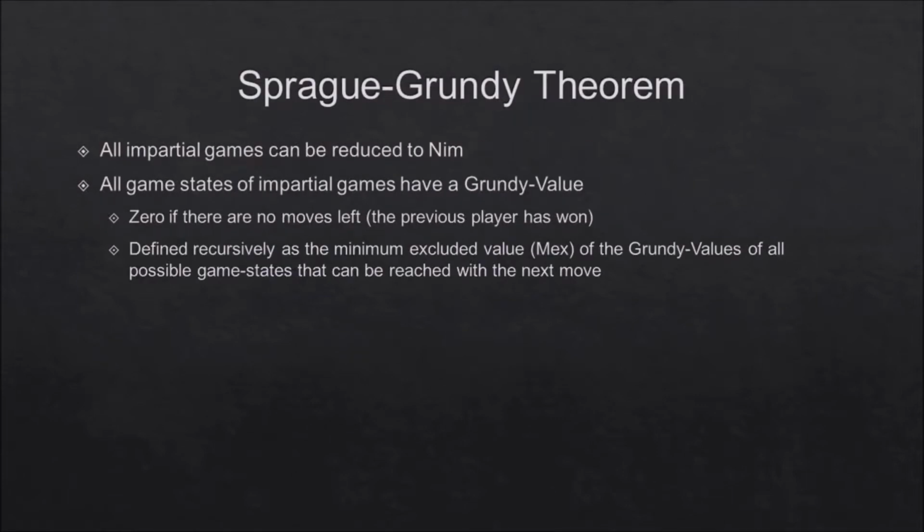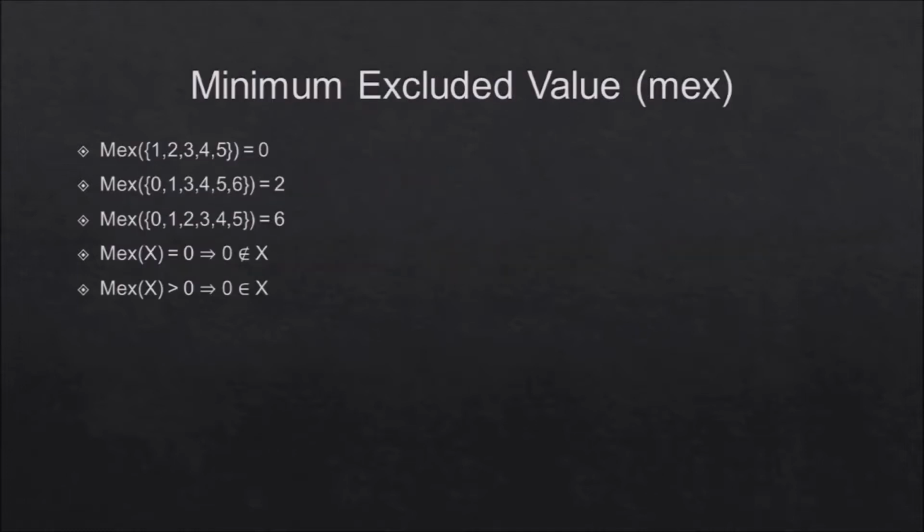The Sprague-Grundy theorem states that all impartial games can be reduced to a game of nim. It also states that all game states of impartial games have a Grundy value. The Grundy value of a game state is defined recursively as the minimum excluded value of the Grundy values of all possible game states that can be reached within the next move. This recursion ends on the base case that a game state with no moves left has a Grundy value of 0.